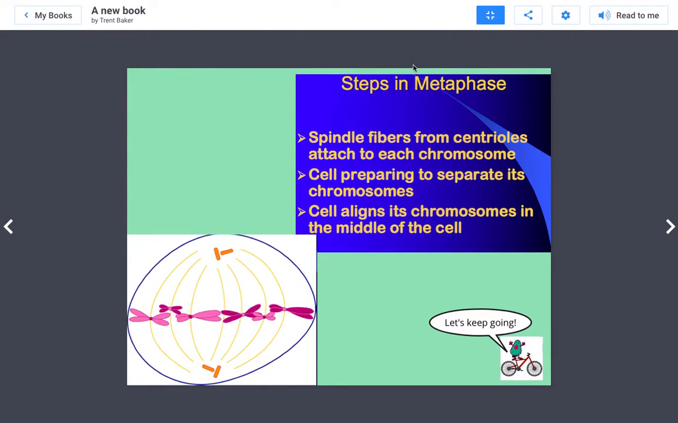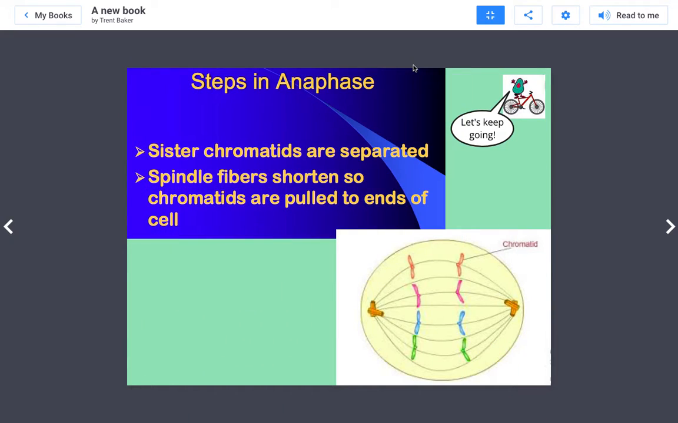Next is metaphase. In metaphase, the chromosomes line up in the middle, and the spindle fibers attach to the center of the chromosomes, known as the centromere. After metaphase is anaphase. During anaphase, the chromatids of each chromosome separate into separate chromosomes and are pulled to opposite ends of the cell.